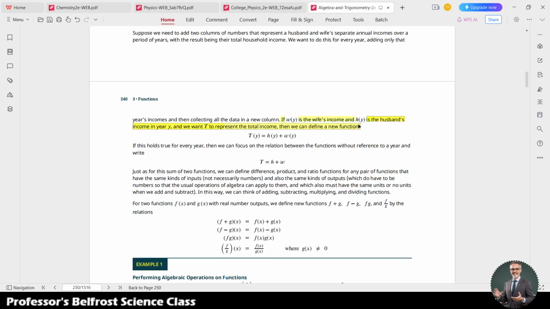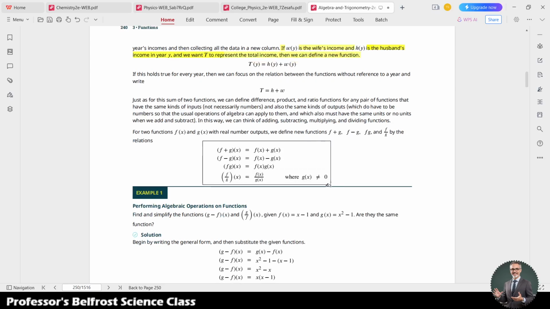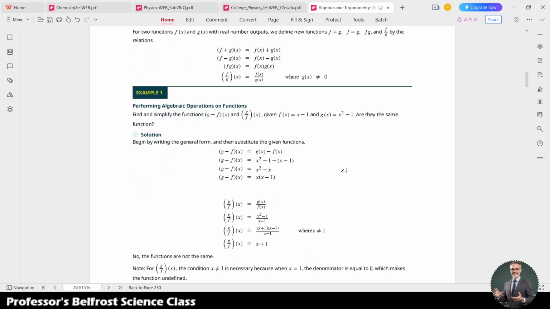addition or summation. So W(y) is the wife's income, and H(y) is the husband's income in year y, and T(y) represents the total income of a household. So T(y) equals H(y) plus W(y), and it's the same that we can define this one. (f + g)(x) is equal to f(x) + g(x). (f - g)(x) equals f(x) - g(x). (fg)(x) equals f(x) times g(x). (f/g)(x) equals f(x) over g(x), where g(x) is not equal to 0.